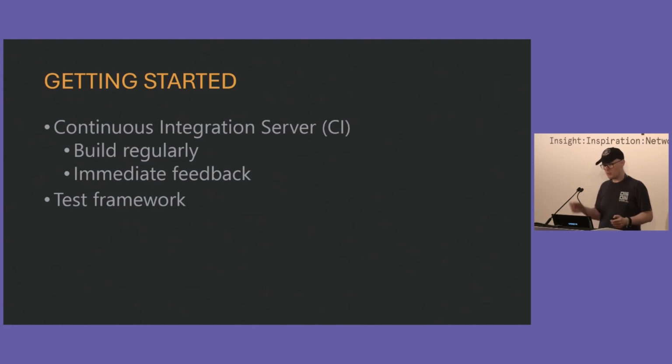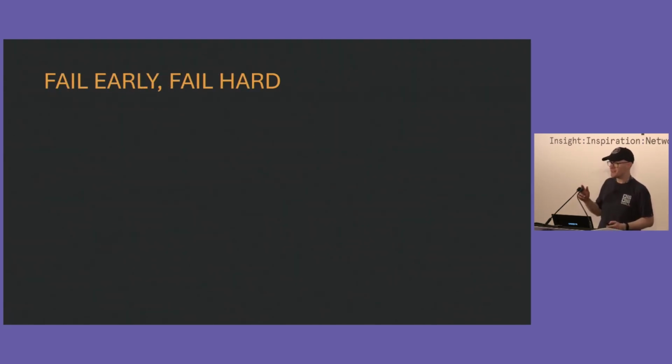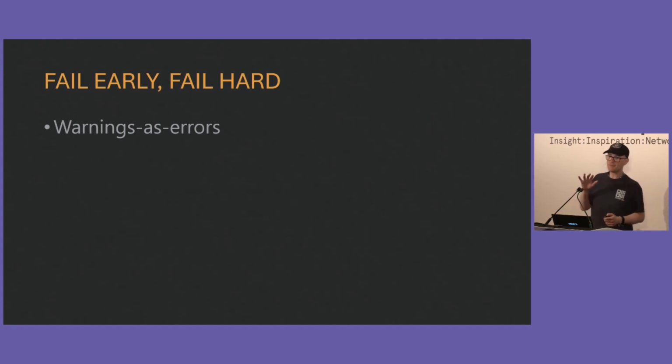So we've got this stuff set up. We need to change our mindset now. We need to get into an automated test mindset. And I would summarize that as fail early, fail hard. The first way that's going to manifest in your project is we're going to turn on warnings as errors. I hope I'm preaching to mostly the converted in this room, but for those of you who aren't, you're probably thinking, yeah, but most of those warnings are harmless.